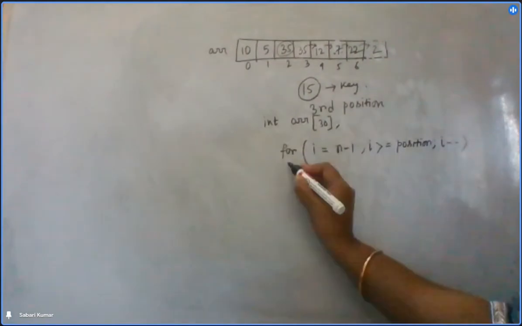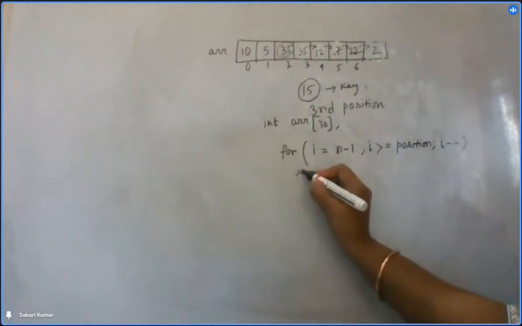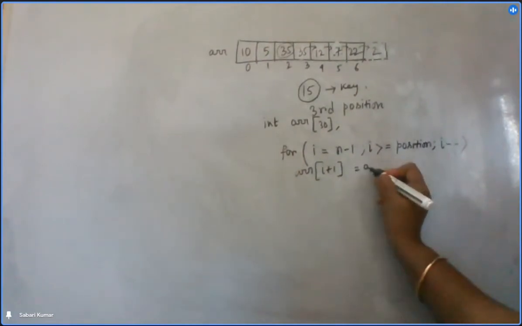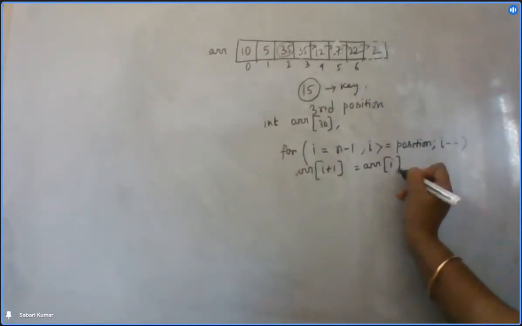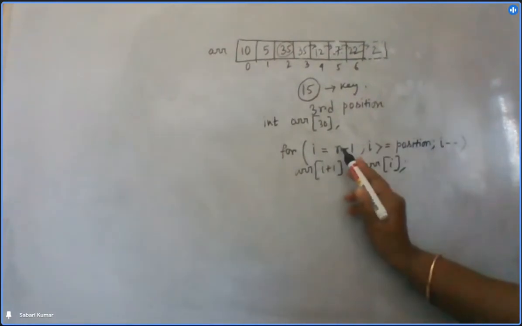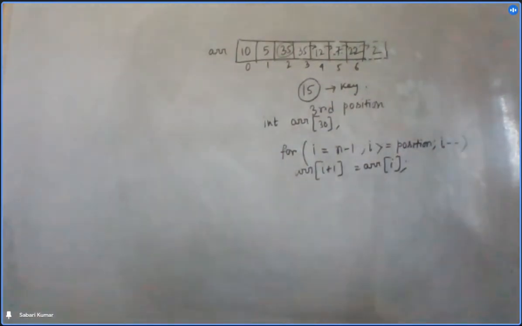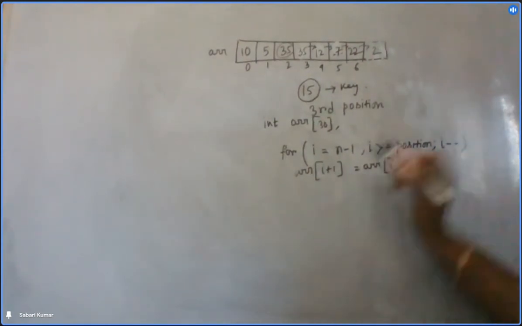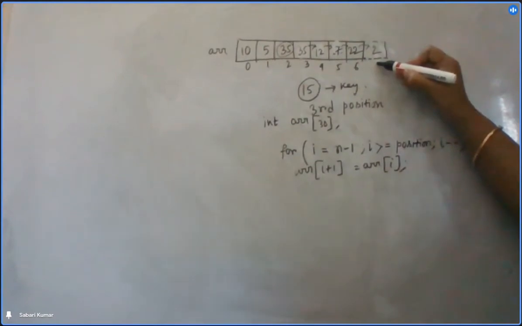When this part is there, what are we actually doing? We are writing arr[i+1] equals arr[i]. That means initially i is equal to n minus 1. When i is equal to n minus 1, n minus 1 plus 1 means n. n means this part, 7.